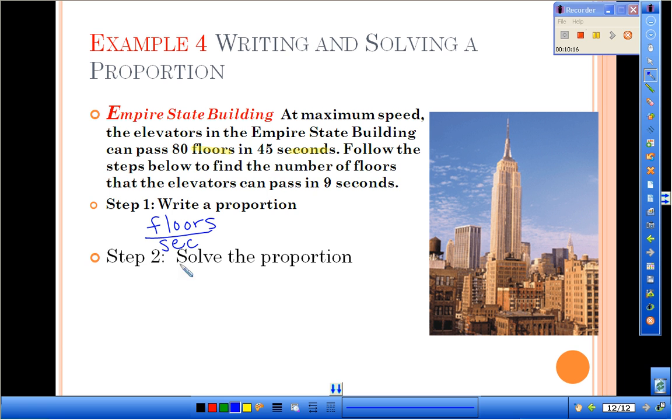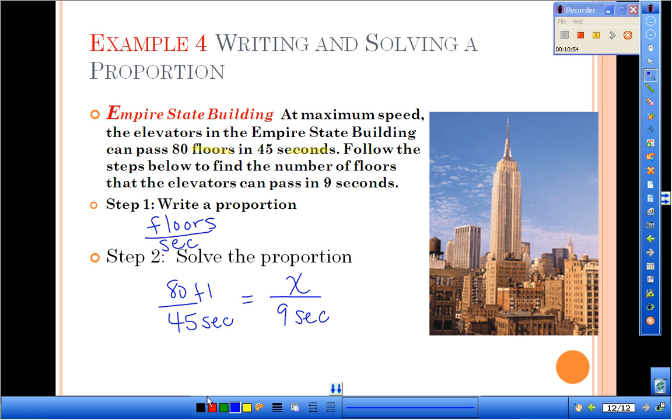And so now we're going to set up our proportion. 80 floors, the Empire State Building elevators can go 80 floors in 45 seconds. And I'll add my units there just so I don't get confused. And then as I read the question, it says to find the number of floors that the elevators can pass in 9 seconds. So 9 seconds, this is the information I know. Since seconds is in the denominator, I need my 9 seconds to be in this denominator as well. And I'm looking for the number of floors that the elevators can go in 9 seconds.